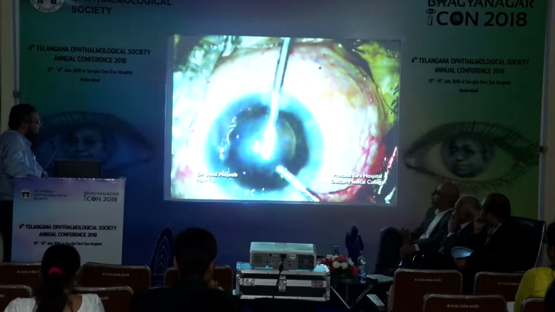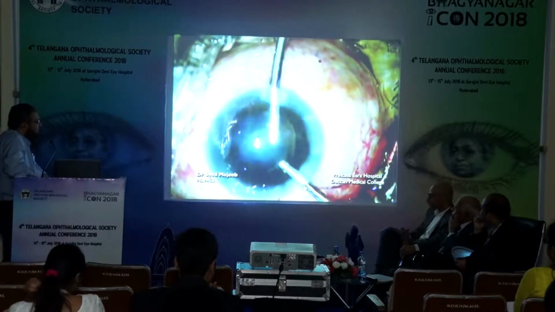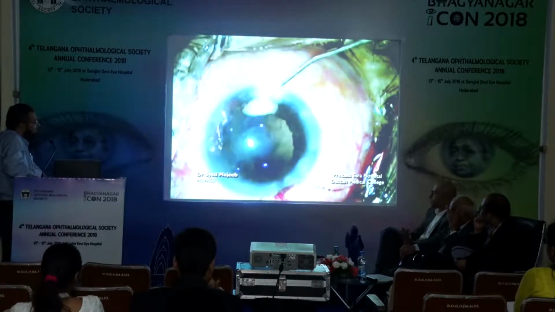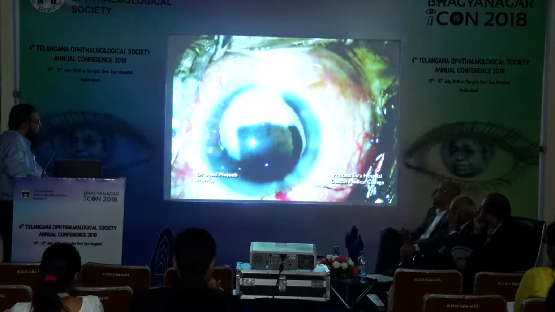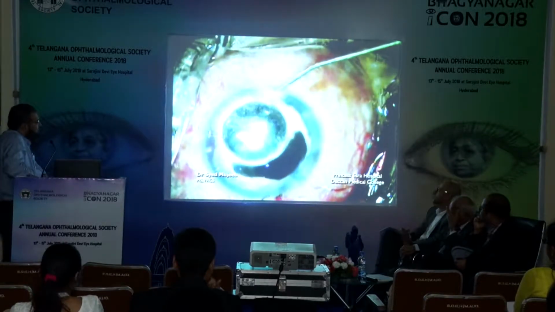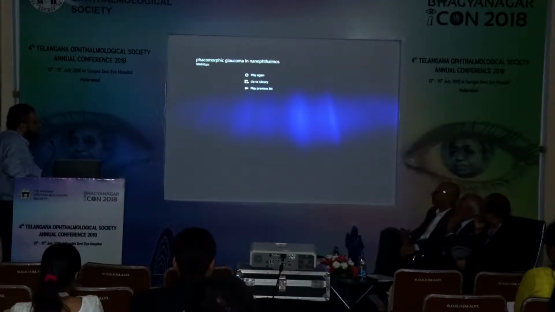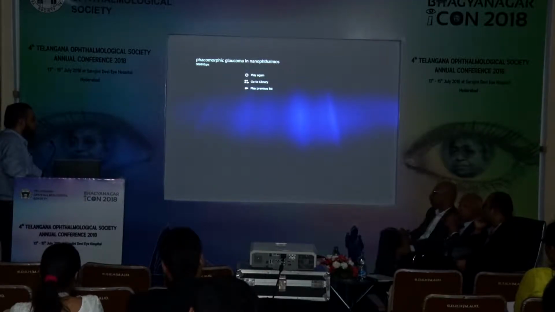Whatever peripheral cortex was there was washed out, but the central cornea is still hazy. At the end, I put a little triamcinolone because there was a lot of inflammation prior to the surgery also. And I didn't implant an IOL because I couldn't get an IOL power because of the corneal edema. So I planned to put a secondary IOL later on, but the patient didn't turn up later.